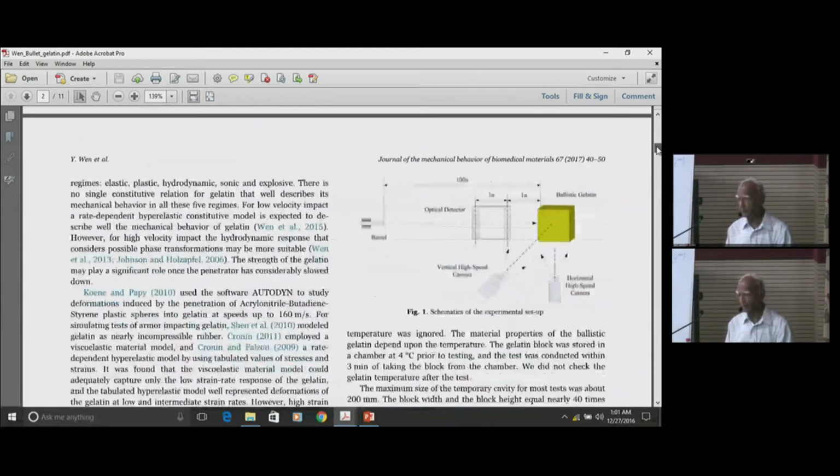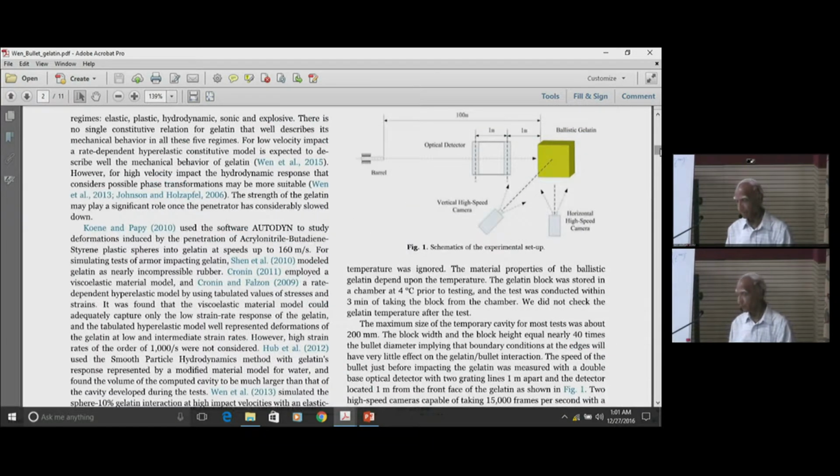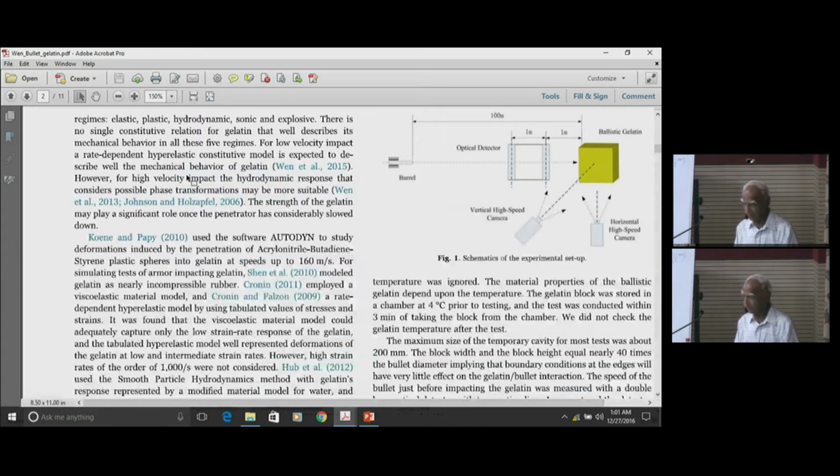Okay, first the problem is that we are shooting a bullet into this block of gelatin. Gelatin is a simulant for soft tissue. If you want to simulate what is happening to our body if we get hit by a bullet, we usually use gelatin. It's a kind of jello.